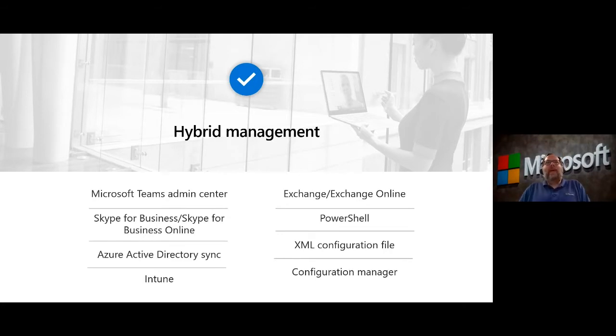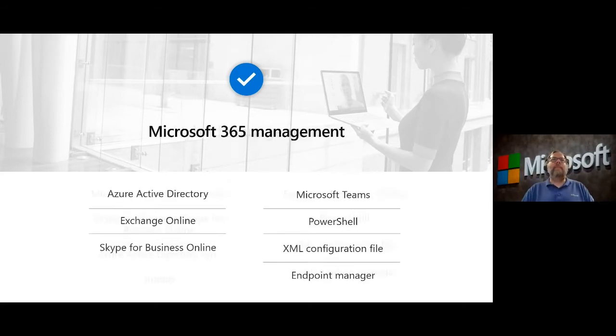Hybrid. So this is probably where everyone is. Some amount of on-premises stuff with some amount of Microsoft 365 stuff. So now you can use Teams Admin Center, or coming soon, I should say, is Teams Admin Center. Skype for Business on premises or online, depending on where you're at in that move. If you have Azure Active Directory, you then have Active Directory syncing to Azure AD. You can now add in Intune. And then again, a lot of the same things as we saw on the previous slide with PowerShell and XML.